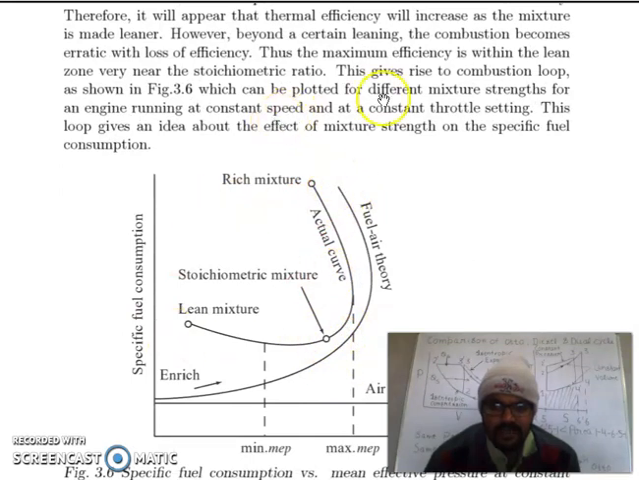We will discuss this in figure 3.6. First, we will consider what we have in this figure. Figure 3.6 is plotted for different mixture strengths for an engine running at constant speed and at constant throttle setting. So here in this figure we assume the engine speed is constant. If engine speed is constant, it means the amount of air and fuel entering the cylinder is fixed at that speed. This graph gives an idea about the effect of mixture strength on specific fuel consumption.